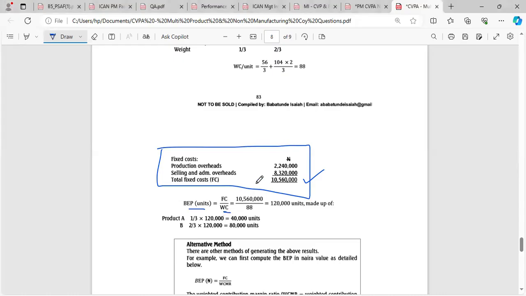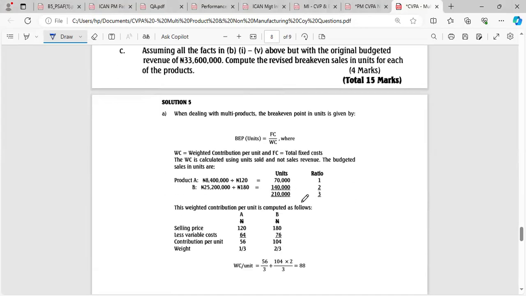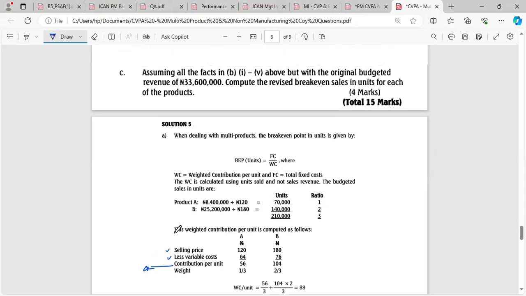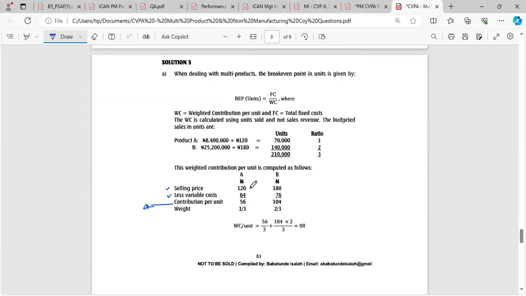Let's calculate contribution first. So did they do that? Yes, they should have done that. This is it here, contribution. Don't forget that the formula for contribution is sales minus variable cost. Now, what is our sales? Sales was given to us in the question directly. 120, 180. Just pick it, Ctrl C, Ctrl V.